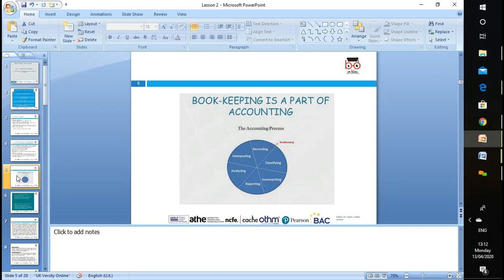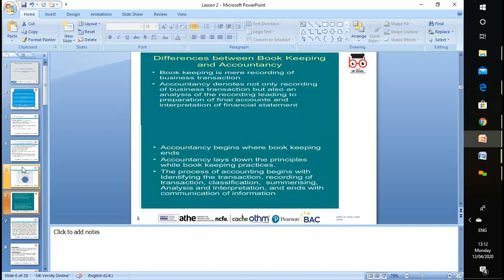Bookkeeping and accounting work side by side. The accounting process is recording, classifying. If you're a bookkeeper, you're just recording. If you're an accountant, you're recording, classifying, summarizing, reporting, and interpreting. That is your role as an accountant, and a bookkeeper is just recording. So bookkeeping is more the recording of business transactions. Accounting denotes not only recording the business transactions but also analyzing, leading to the preparation of the final accounts. Accounting begins where bookkeeping ends. So the accountant's role is wider than the bookkeeper's.